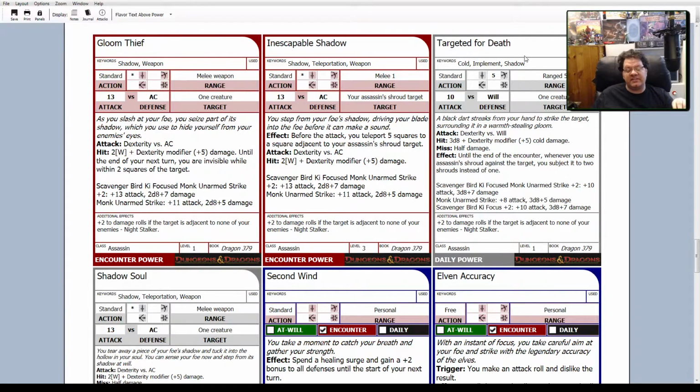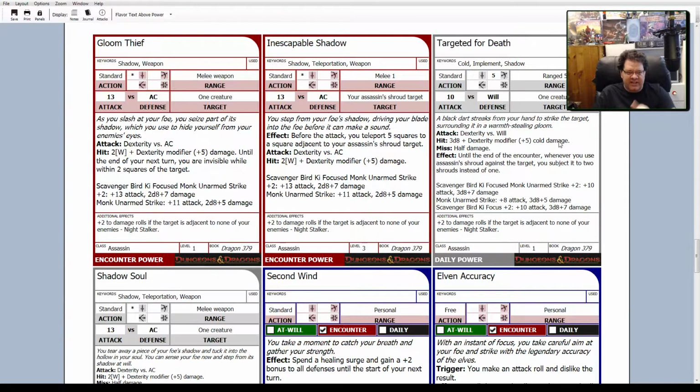Targeted for death, you will see these gray ones. Those are daily powers. You only get those back on a long rest, but they are the most powerful. Targeted for death was a ranged attack. It actually attacked the target's Will instead of AC. So this bypassed super armor-heavy creatures. The attack would do 3d8 plus my dex mod cold damage.